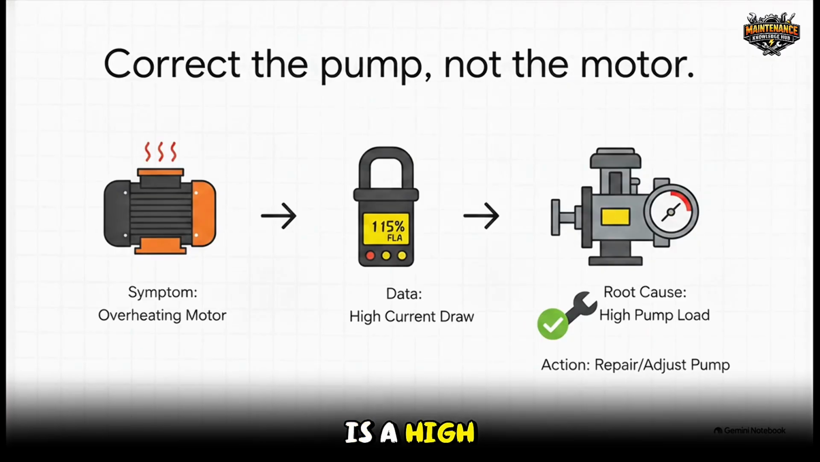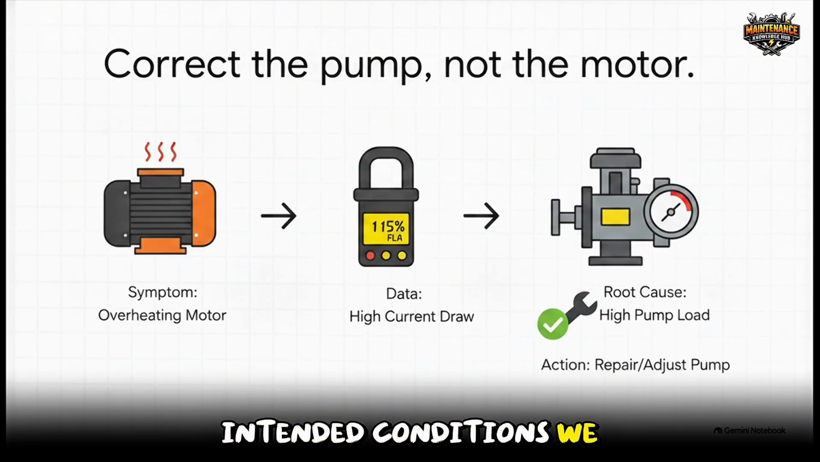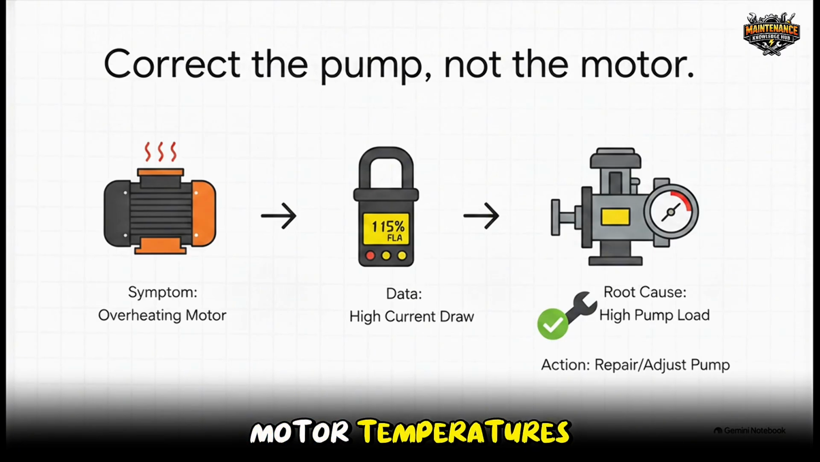Say the symptom is a high motor temperature. We gather the data and find the motor is pulling 115% of its full load amperage. Our investigation tracks that high current down the line, and we discover the pump discharge pressure is abnormally high. So what's the root cause? The driven equipment is operating totally outside its intended conditions. We fix the pump, verify that the motor temperatures drop back to normal, and we're done. The motor itself was perfectly fine the whole time. The pump was the actual culprit.